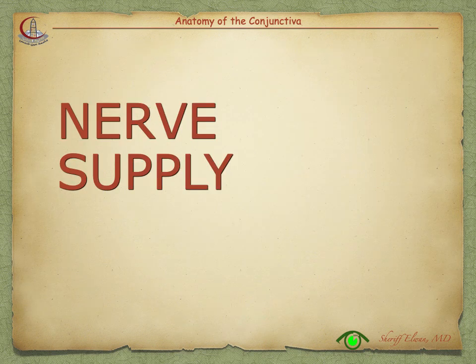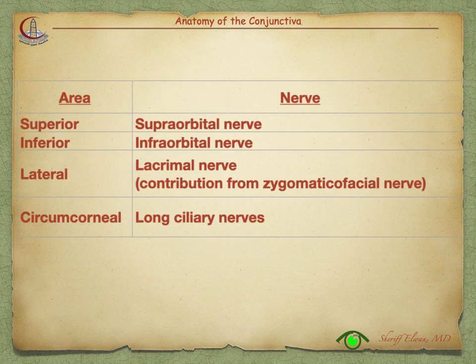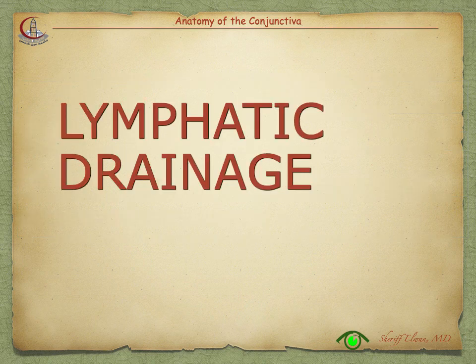We shift now to the nerve supply of the conjunctiva, and we can divide it into superior, inferior, lateral, and circumcorneal parts. The superior conjunctival division is supplied by the supraorbital nerve, the inferior is supplied by the infraorbital nerve, while the lateral part is supplied by the lacrimal nerve with a contribution from the zygomaticofacial nerve, and the circumcorneal area takes nerve supply from the long ciliary nerves.